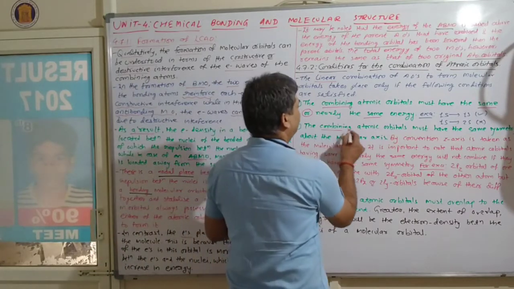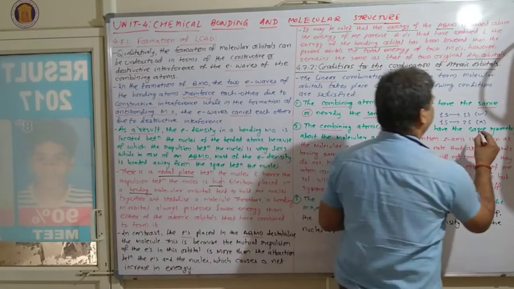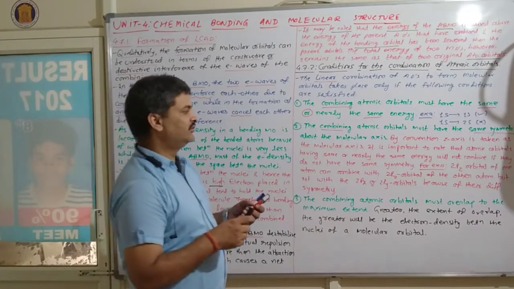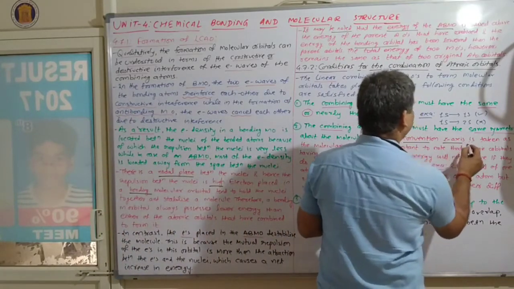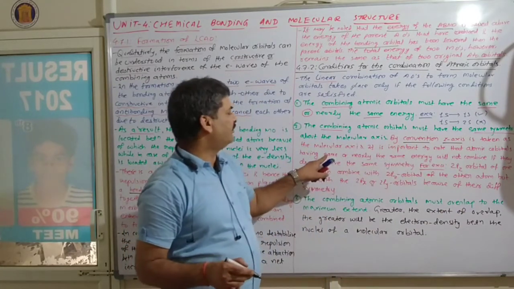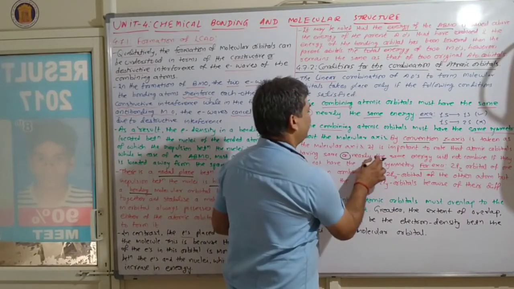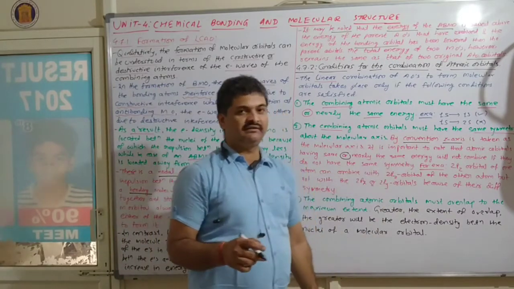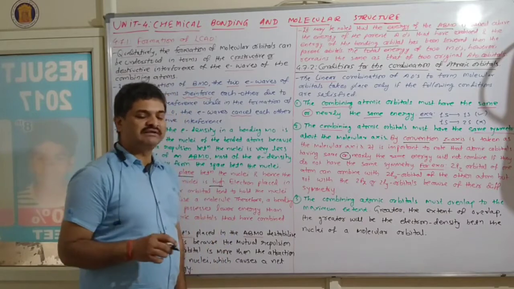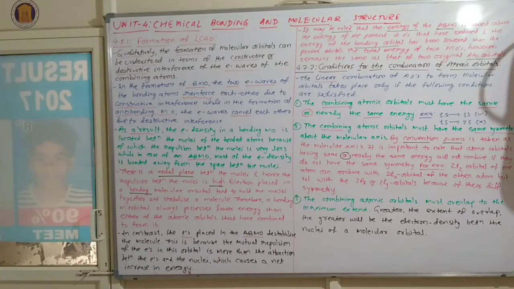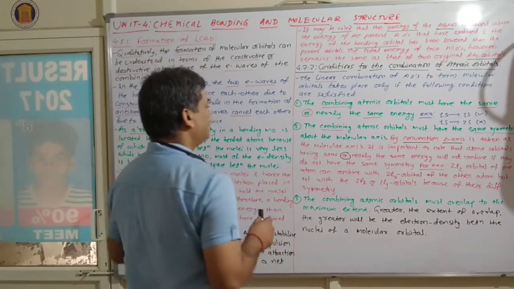Now the second one: the combining atomic orbitals must have the same symmetry. Here the symmetry should be the same about the molecular axis. By convention, the z axis is taken as the molecular axis. It is important to note that atomic orbitals that have the same or nearly the same energy will not combine if they do not have the same symmetry. Clear हुआ? Energy चलो same है, but यदि symmetry same नहीं है, then combination is not possible. याद रखना, if energy is the same but symmetry is not the same, combination is not possible.